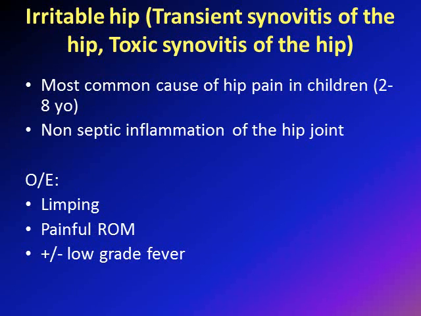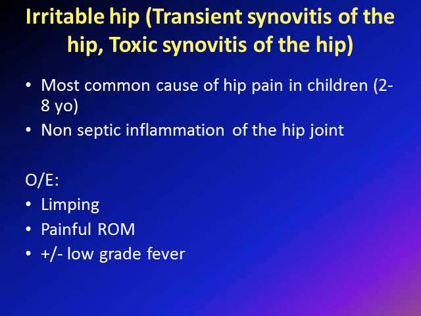So irritable hip, again, is a common cause of hip pain in children between 2 to 8 years old. And what is the reason of irritable hip or the transient synovitis? It's a non-specific inflammation of the hip joint. The etiology is unknown. Some people say it may be related to viral infections. Some people say it may be related to mild trauma.